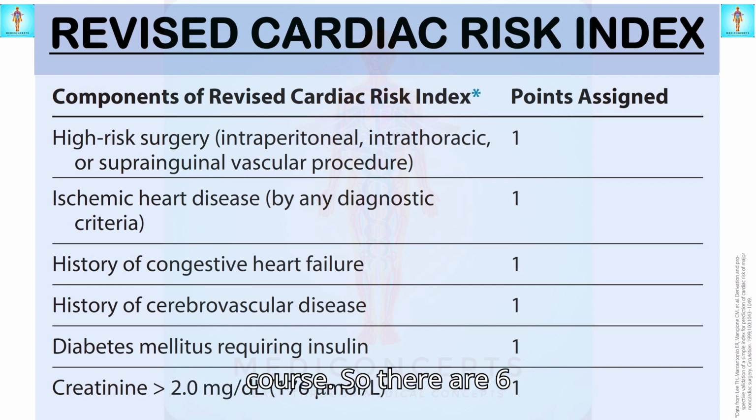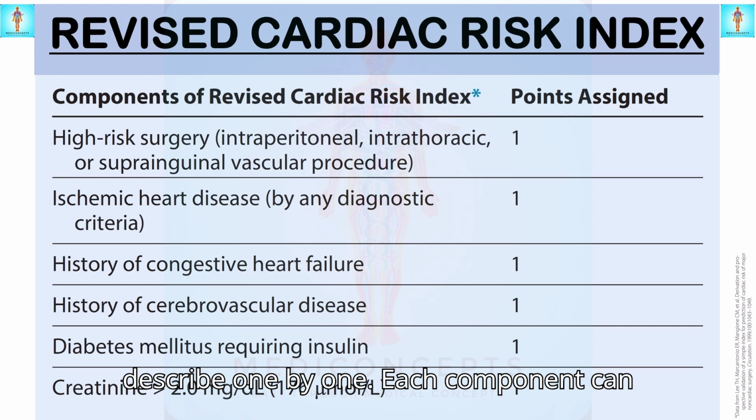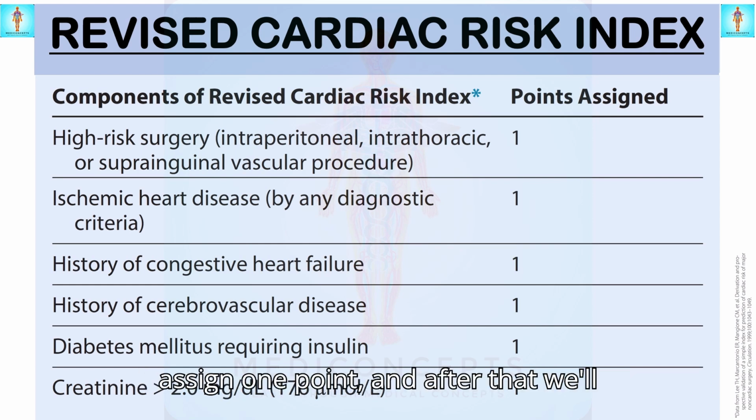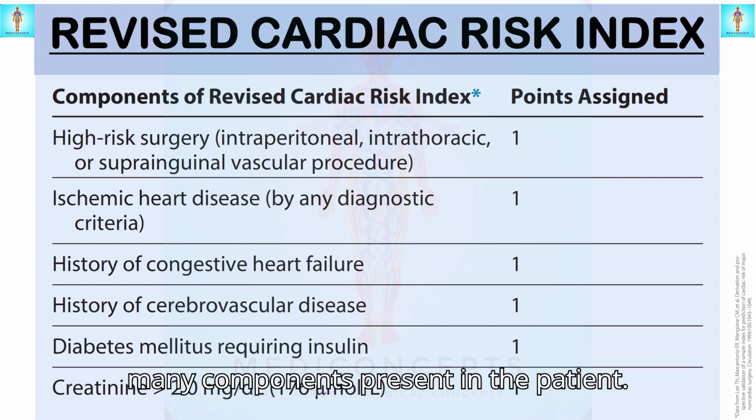So there are six components in this revised cardiac risk index, and each component we will describe one by one. Each component is assigned 1 point, and after that we will get a final score on the basis of how many components are present in the patient.